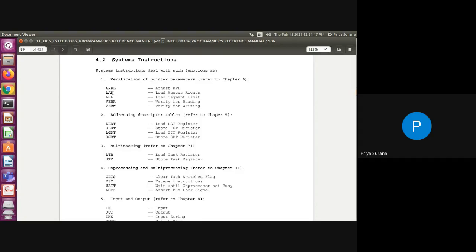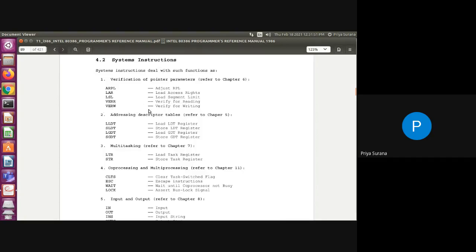All these instructions can be used in protected mode only. Remember, if the processor is in real mode, at that time these instructions will not work. If the processor is in protected mode, then only these instructions can be used. Next is LSL, load segment limit. Next, VERR, verify for reading, and VERW, verify for writing. Next, address descriptor tables.